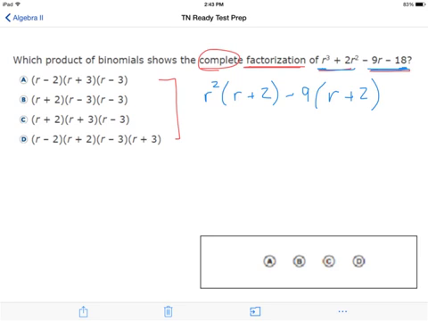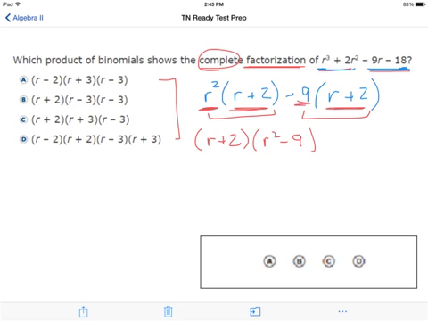Now I see that we have 2 very long terms, and they both have r plus 2 in common. That means I can factor it out. So I've got r plus 2 is common in both of those, and what that would leave over would be r squared and a minus 9, so it was outside of those parentheses. So I see now that we know we have an r plus 2 as one of those factors. So I know that needs to be a part of my answer, so I can eliminate A at this point.